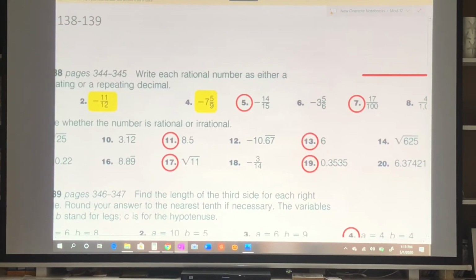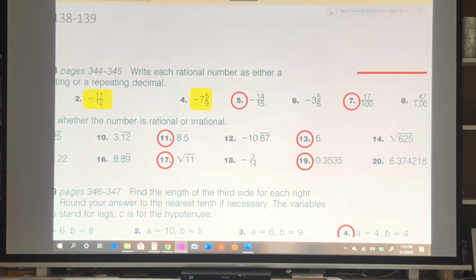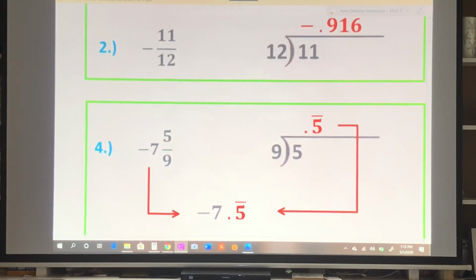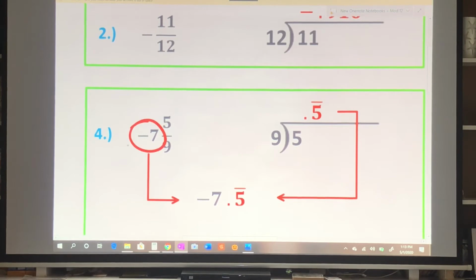Okay, look at number 4, a mixed number. Okay, I'll show you two different ways to do this. On number 4, the first one is the way I do it. I just take the 7, the negative 7 in this case, bring the negative 7 down there and just leave it. And I make the fraction into a decimal.